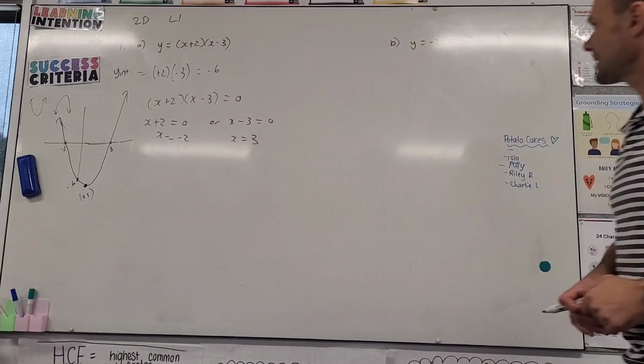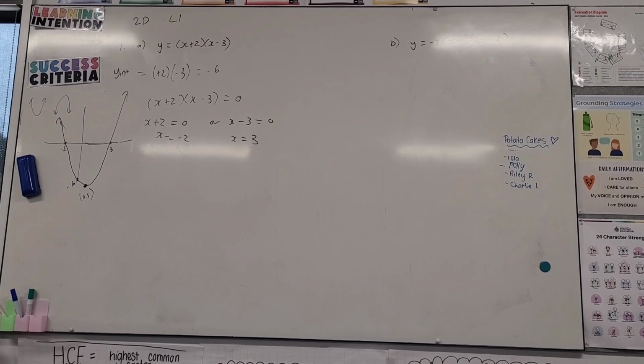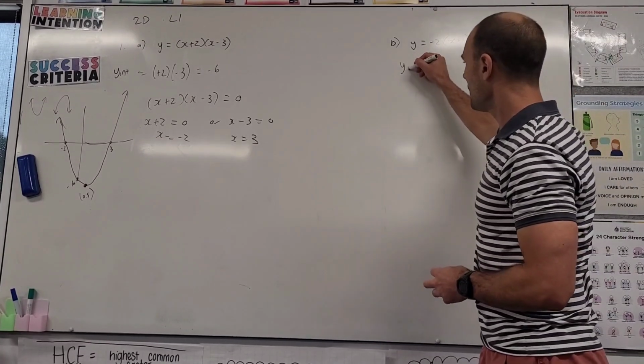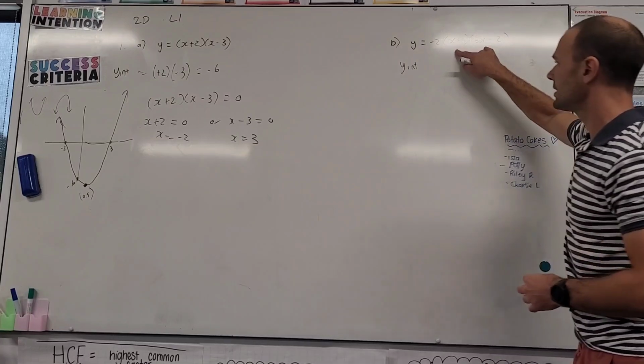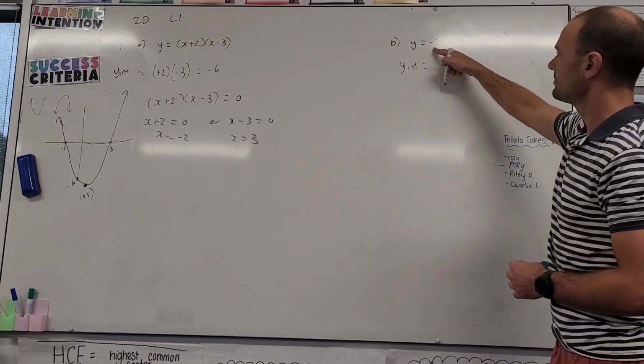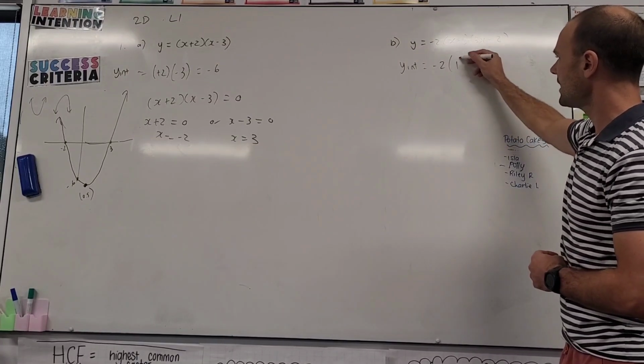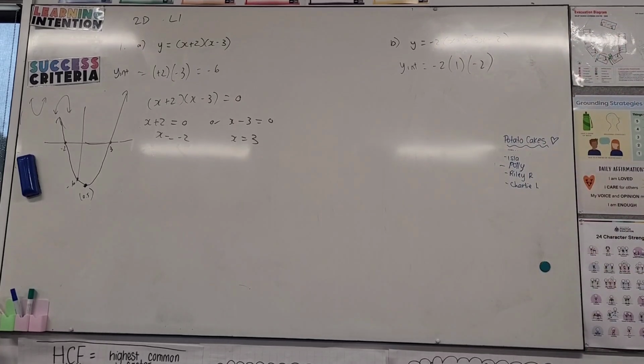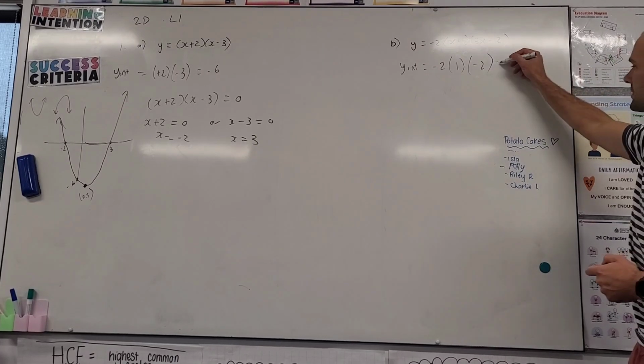Okay, let's move on to the second example. We're going to repeat basically the same thing. Y-intercept when x is 0, so we'll put x is 0 into this equation. We've got this minus 2 out the front, that's just going to stay there, times positive 1 times negative 2. So we have minus 2 times 1 times minus 2, that gives us positive 4.